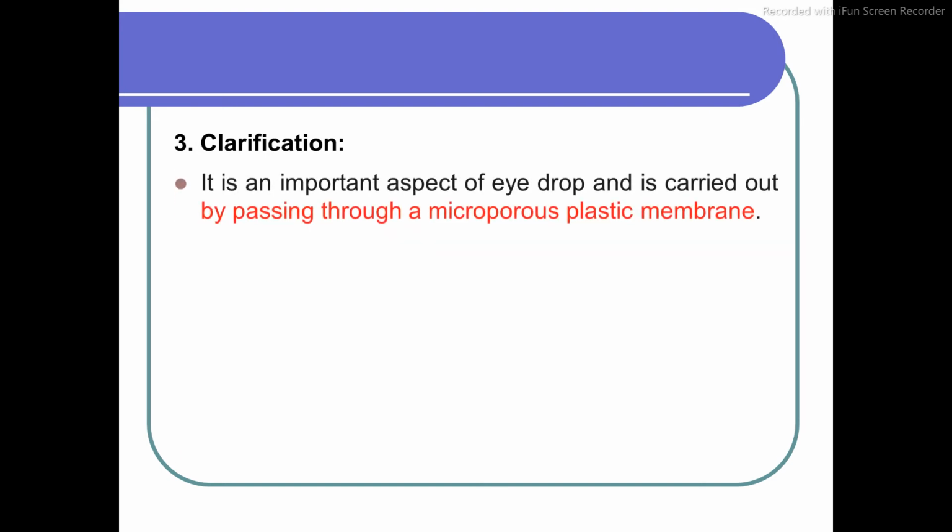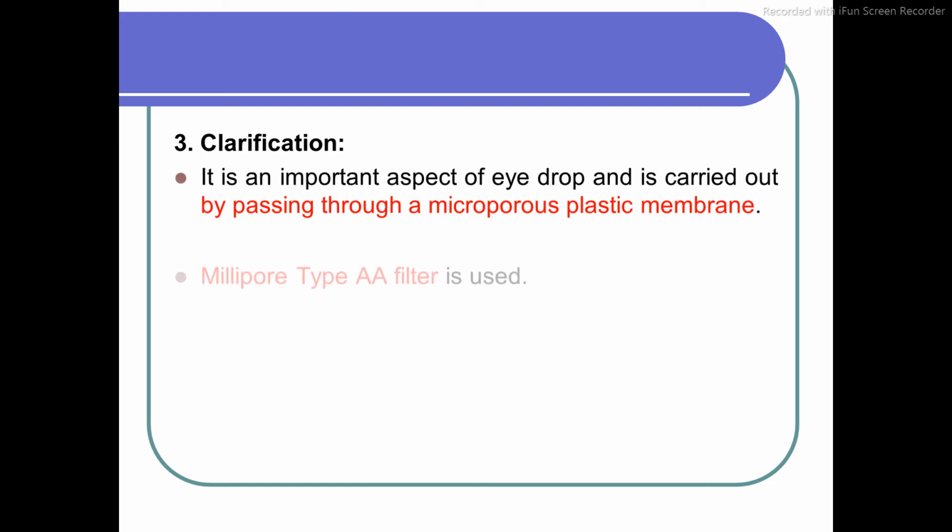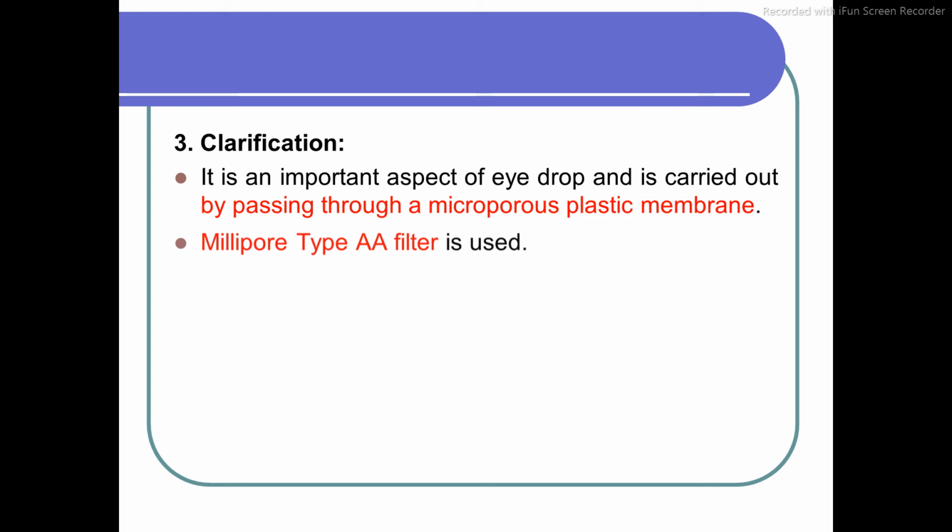Third stage is the clarification. It is an important aspect of the eye drop and is carried out by using a microporous plastic membrane. Clarification means your eye drop must be free from all types of visible particles. If there is even a single particle, it may cause scratches on your cornea, and in some cases it may permanently damage your cornea. So that's why your ophthalmic preparation must be free from all types of particles.